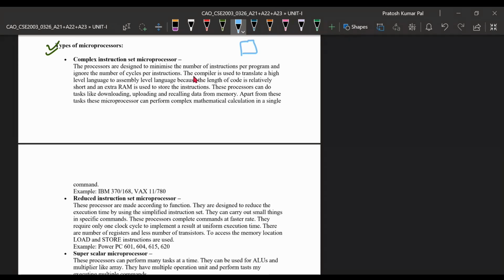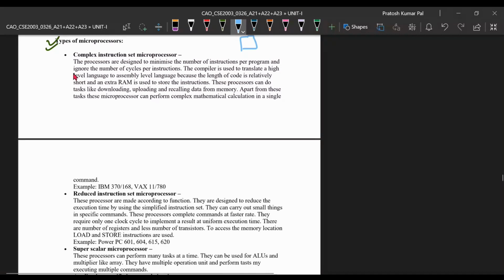Here the compiler is used to translate the high level language to assembly language, because the length of the code is relatively short, and extra RAM is used to store the instructions. If a high level language is there and we want to convert it into a low level language, we need a converter. That converter is a compiler.